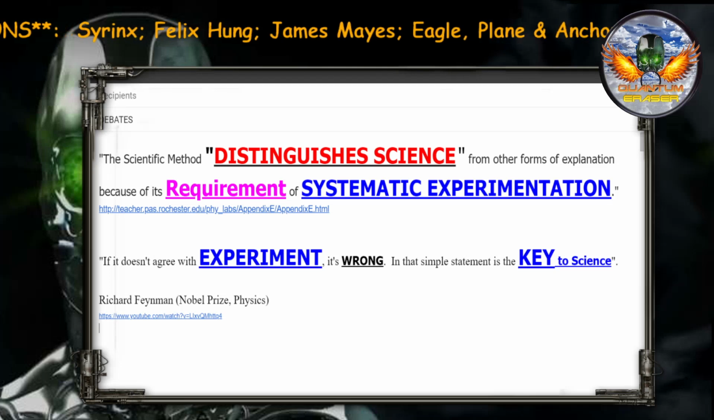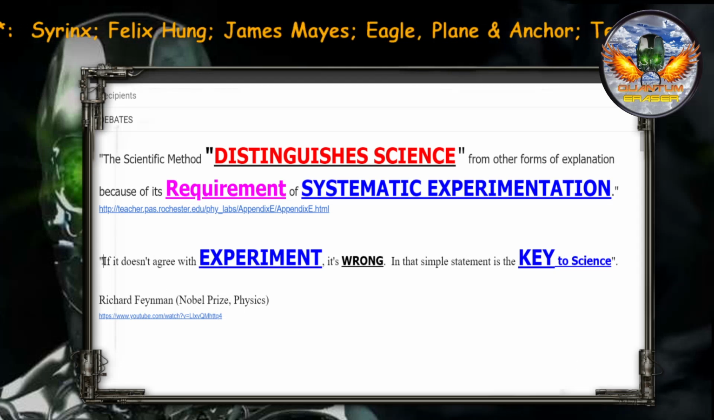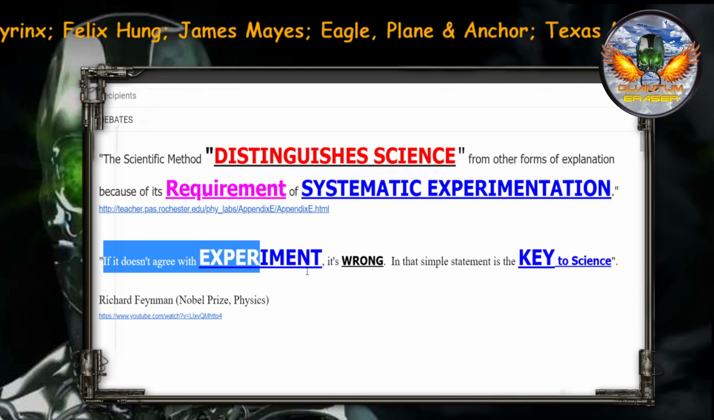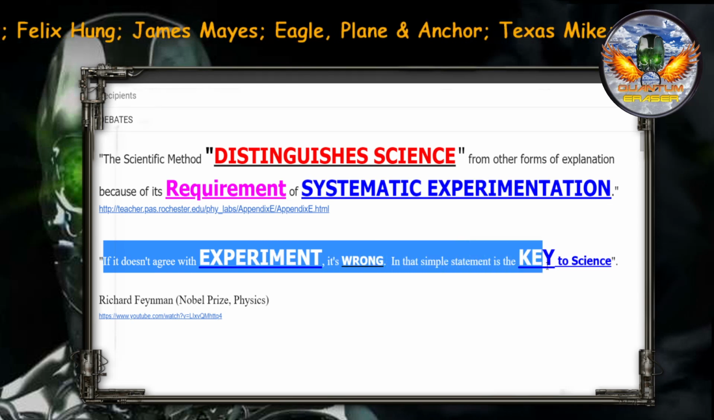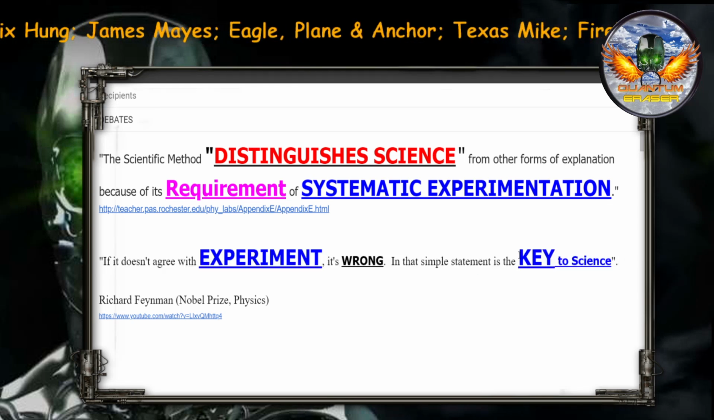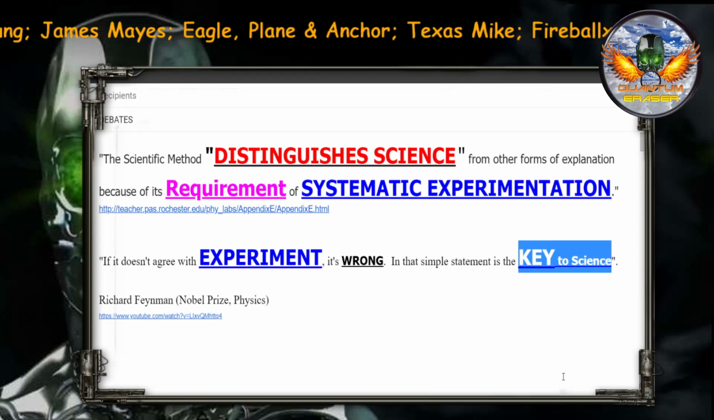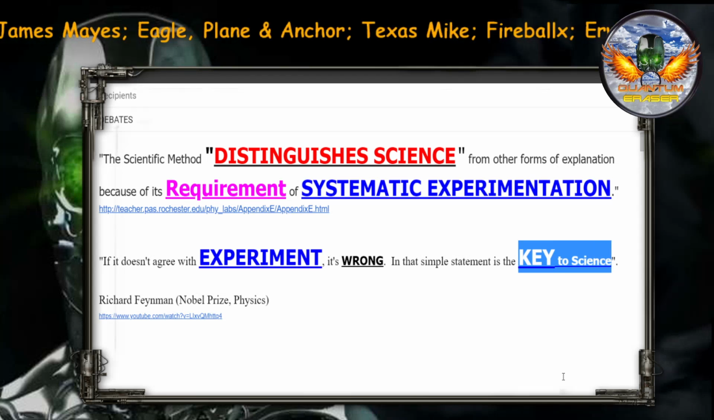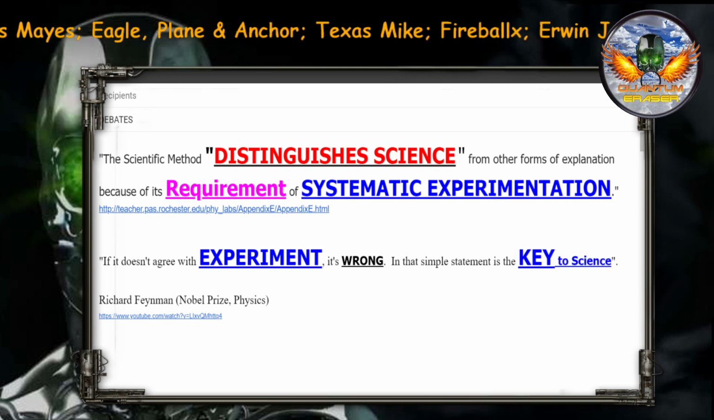Who says it's correct? Let's go to Richard Feynman. "If it doesn't agree with experiment, it's wrong." That simple statement is the key. Could Richard Feynman be wrong? Could even me? Do you understand what he's saying, though, Phil? At all? Yes, I do. Do you really?